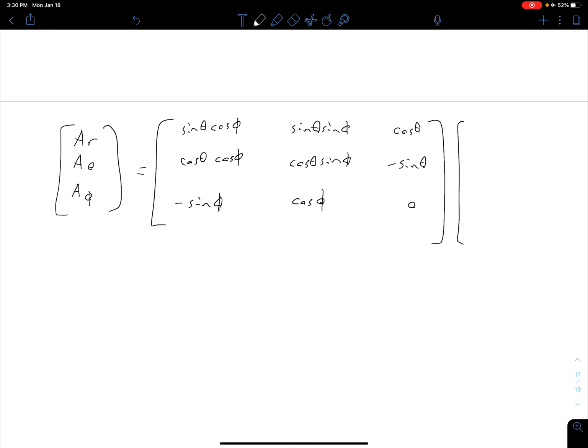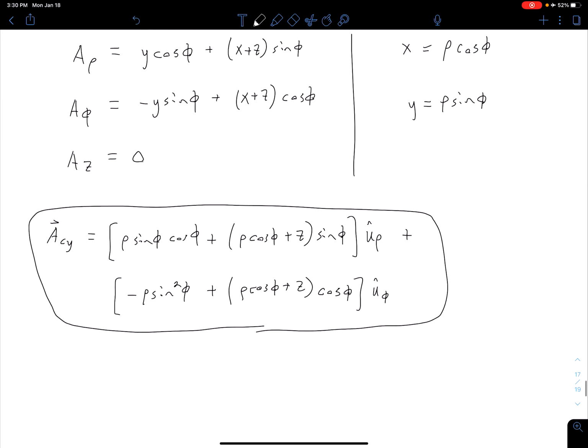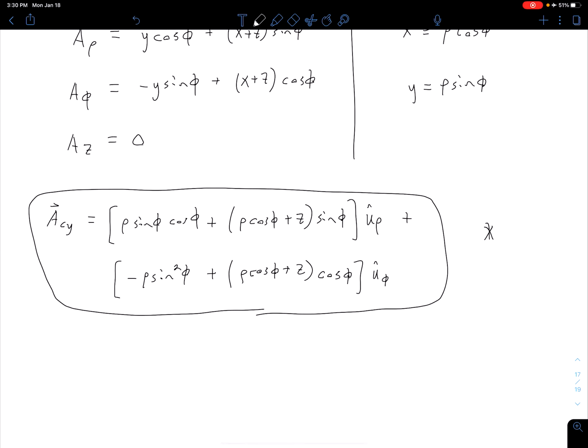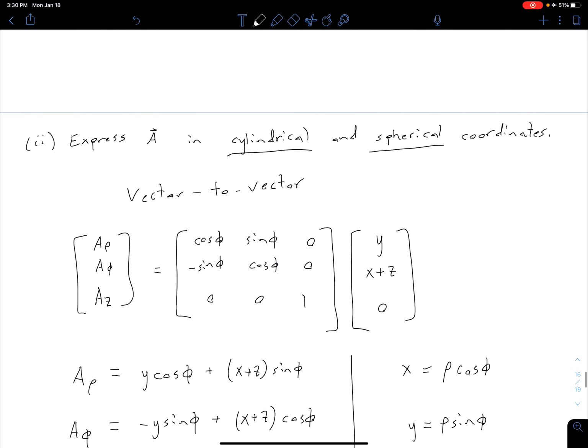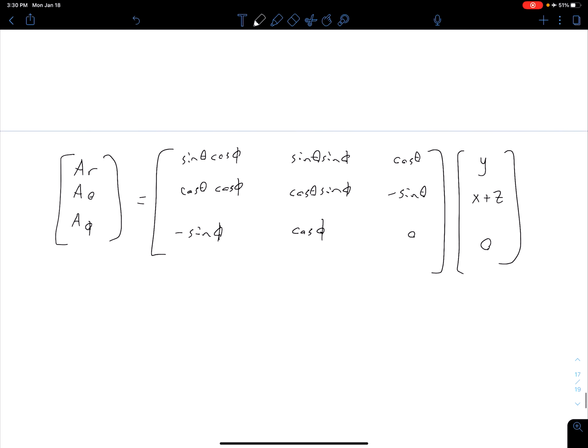In the equation from a previous video, we had A_x, A_y, A_z. But now we know A_x is y, A_y is the quantity x plus z, and A_z is 0. And again, we could have transformed directly from cylindrical to spherical, but maybe we made an error in our previous work, so we can go ahead and transform directly from Cartesian.